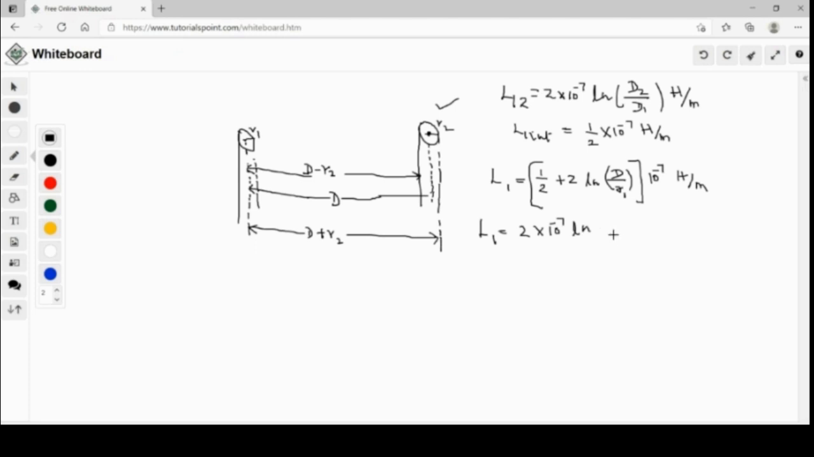ln of e to the power 1 by 4 into D by R1, where ln of e to the power 1 by 4 is equal to 1 by 4, which you can substitute and get the final relation as 2 into 10 raised to minus 7 into ln of D divided by e raised to minus 1 by 4 into R1. This is L1.